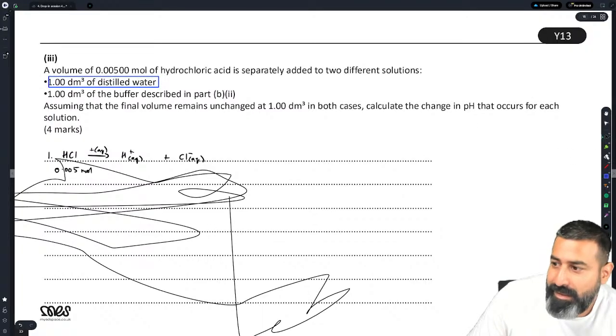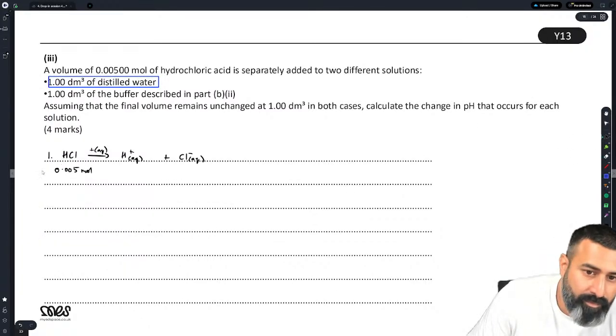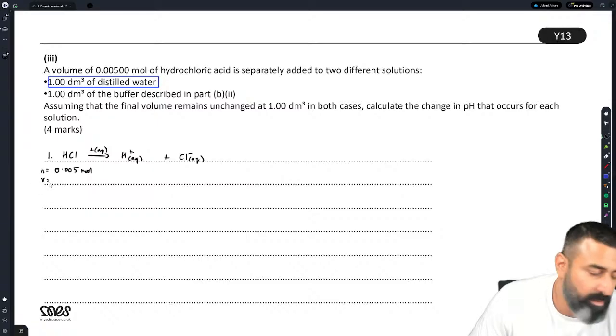So what's the volume? That's the number of moles. What's the volume?